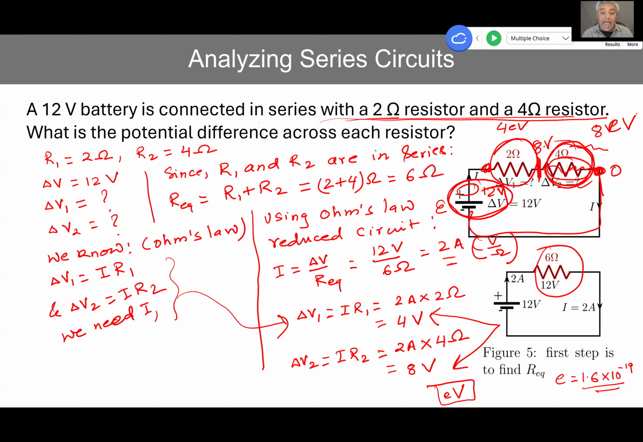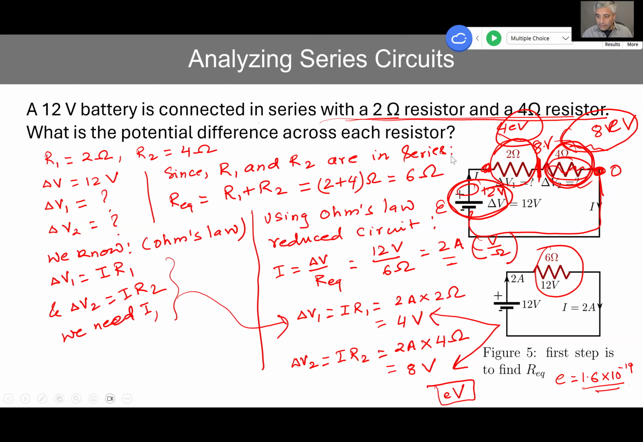That is a more accurate way of talking about it, but we can also say its potential difference changes by 4 over here and another 8 over here. That's another way of saying it: the potential difference versus energy. To get energy from potential difference, we need to multiply by the charge. Here, the charge that's moving is the electron. Okay?